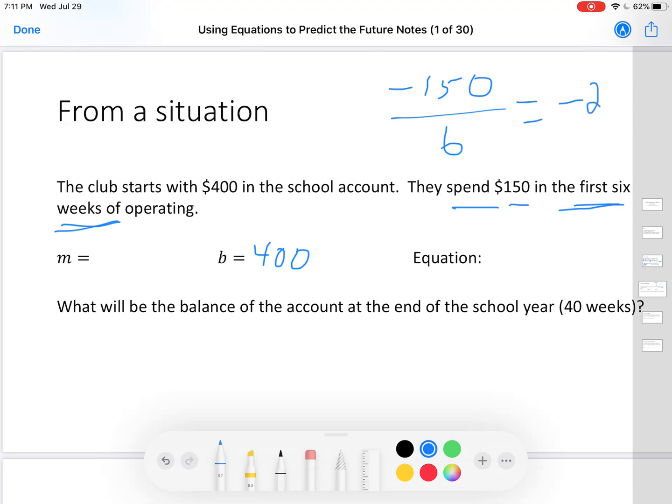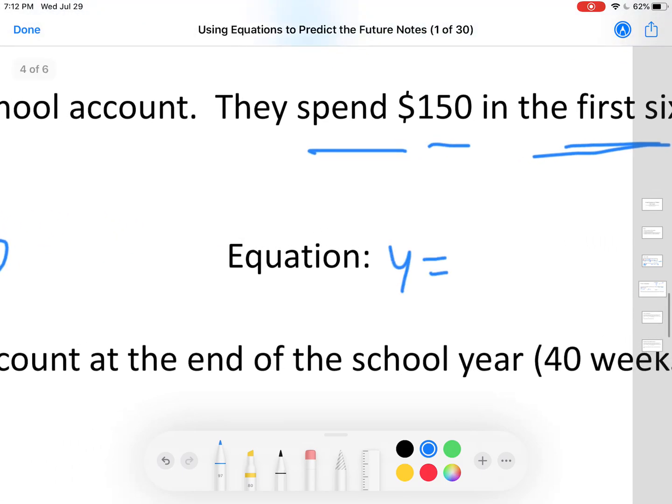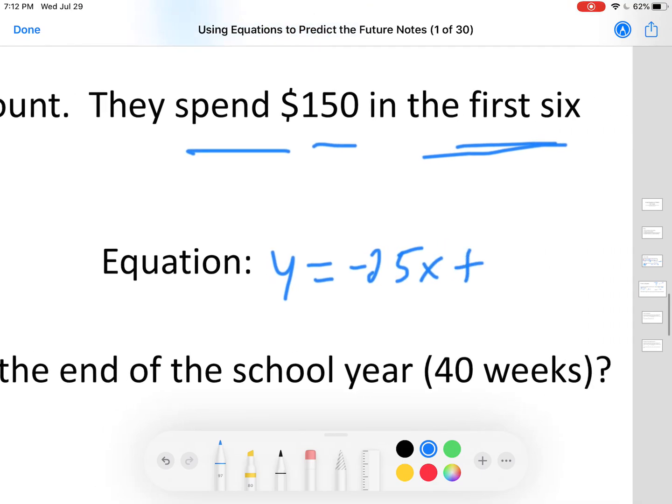2 with 3 left over. 25. So M is negative 25, which means every week they are spending $25. So the equation is y equals negative 25x plus 400. They start out with $400. They are spending $25 every week.